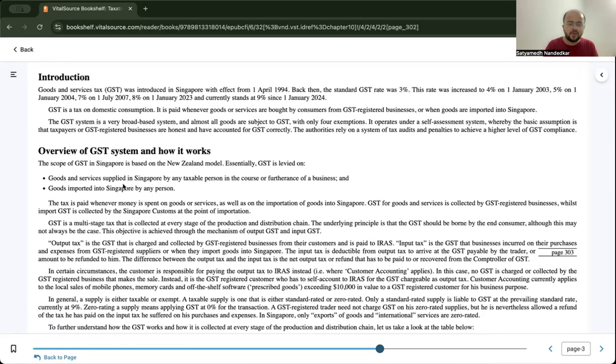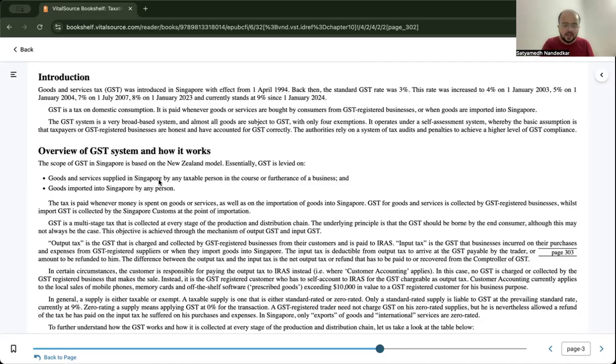The scope of GST in Singapore is based on the New Zealand model. Essentially, GST is levied on goods and services supplied in Singapore by any taxable person in the course or furtherance of a business. So, if I am a trader or a service provider and my overall turnover exceeds a particular threshold, then I get classified as a taxable person, a person on whom tax can be levied, and that person is supposed to pay tax on goods and services supplied in Singapore and goods imported into Singapore by any person.